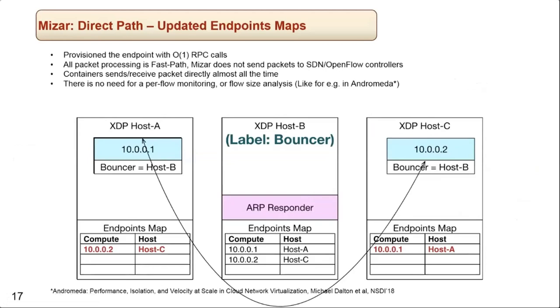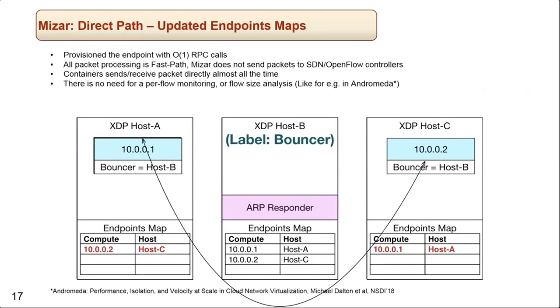Then we populate the endpoint maps with 10.0.0.1 on host C, and now we have a direct connection. So on host C, on the way back, it populates that table saying that 10.0.0.1 is on host A, okay? So it populates the endpoint map with 10.0.0.1 to the host C, and now we have a direct connection for the first packet in the flow between the two containers.